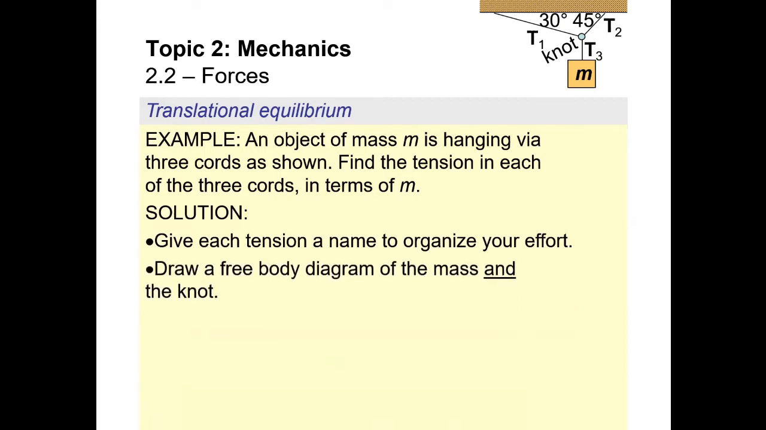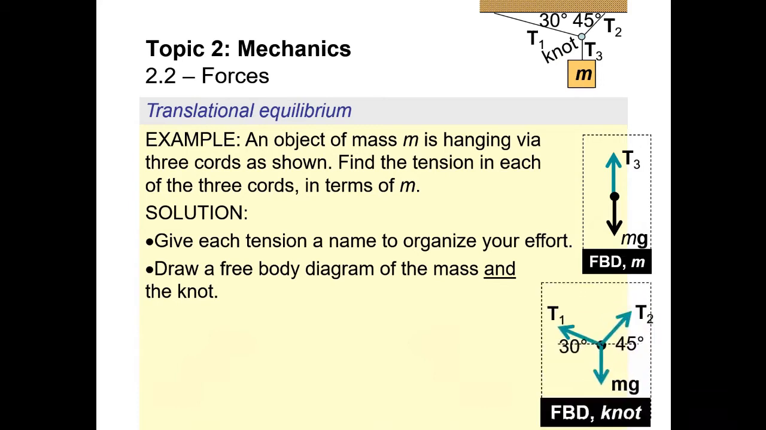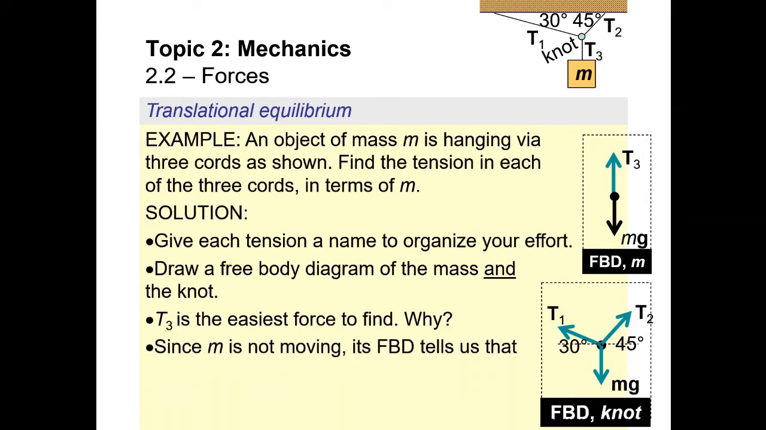Draw a free body diagram of the mass and the knot. So for the mass it is straightforward, 2 forces acting on it. One is the weight, mg, and the other is tension 3, T3. And we also write for the knot T2, T1, and mg. T3 is the easiest force to find as only 2 forces are acting on it, and it is in equilibrium. So T3 minus mg equals 0, and T3 equals mg.